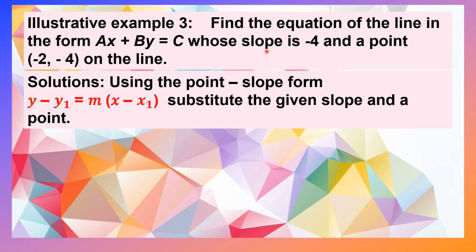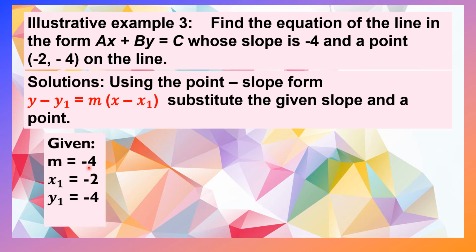So, yung given slope natin sa problem ay negative 4. So, yung m natin is negative 4. At yung point natin is negative 2, negative 4. So, yung negative 2 ang ating x sub 1 at yung negative 4 yung ating y sub 1. So, i-substitute na natin itong tatlong to sa ating formula.